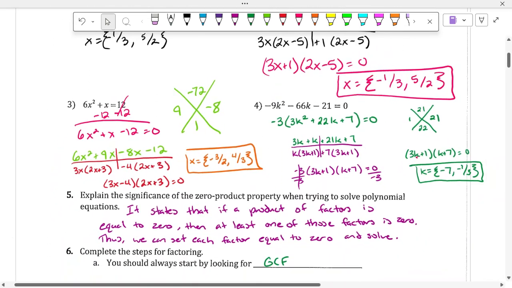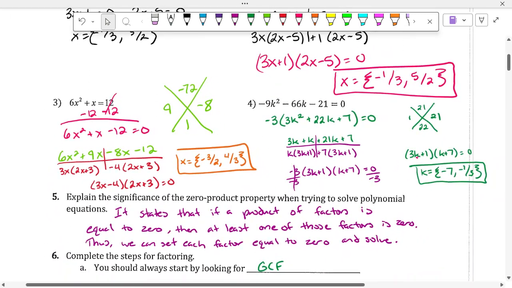All right. Here's 3 and 4. So number 3, you had to move the 12 over to the other side first. So you got one side equal to 0. Then from there was AC method. Your two factors, set them both equal to 0, solve.